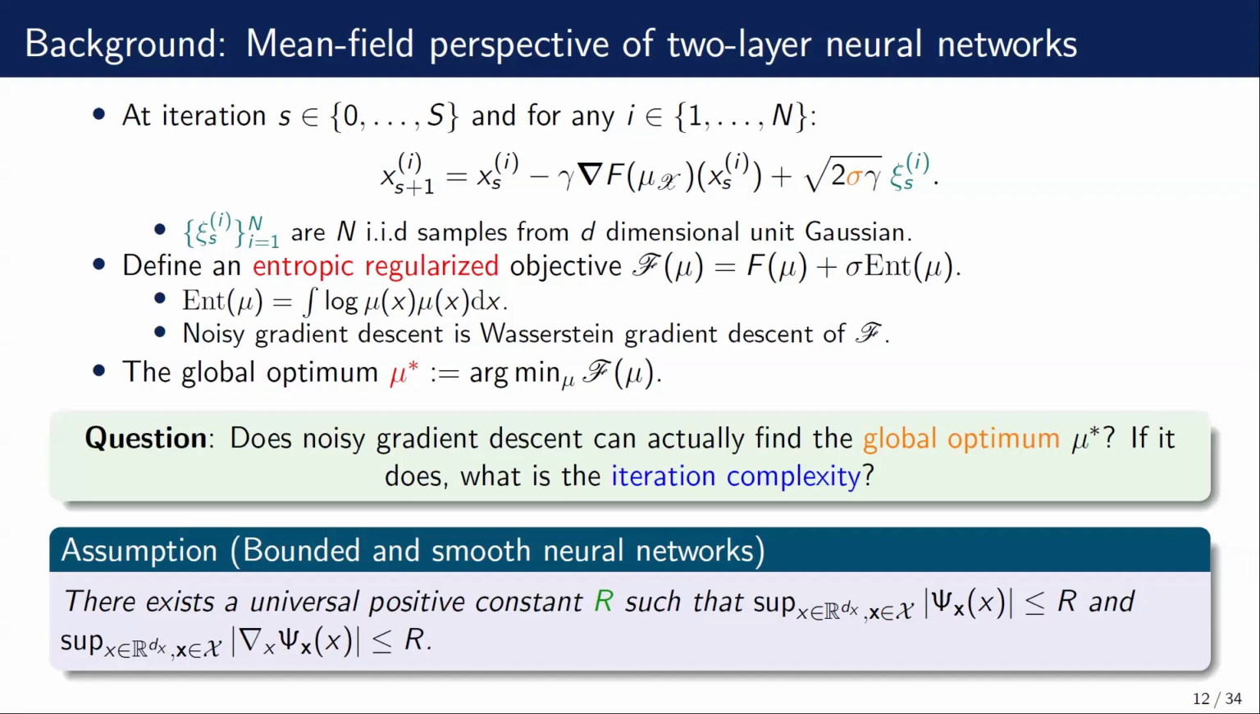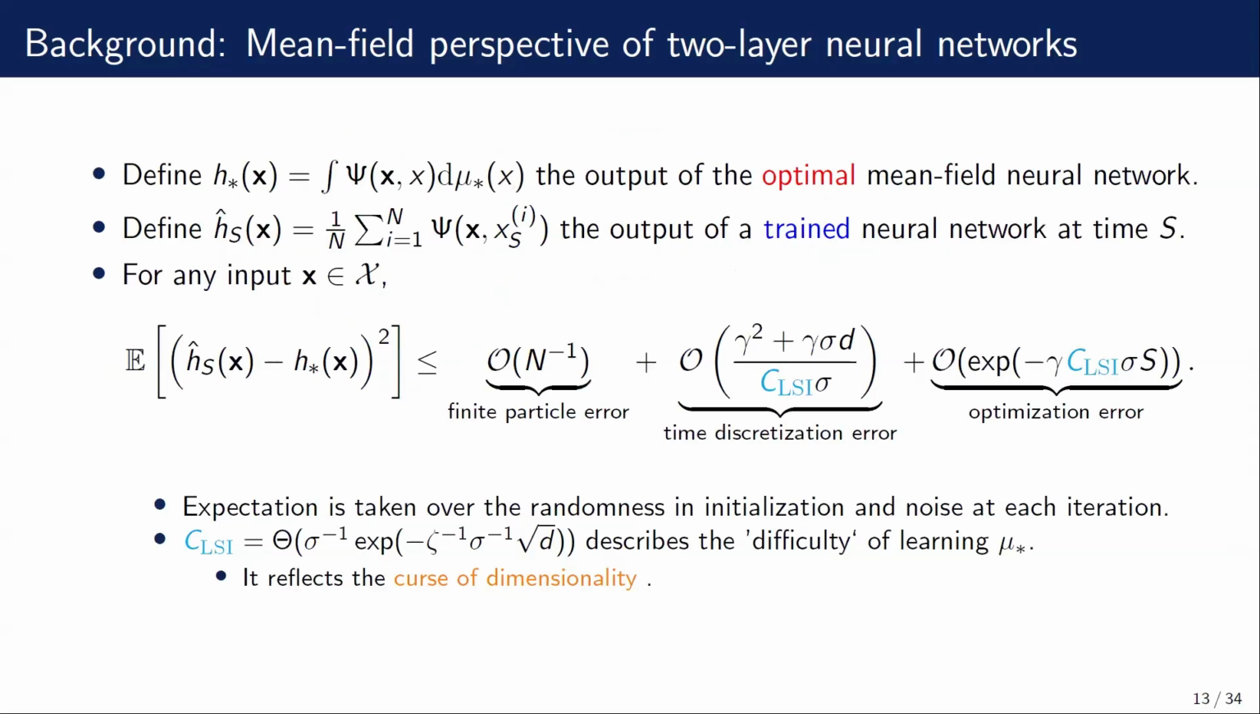Okay. So now finally we can present the result in the background. Define h star as the output of the optimal mean field neural network. So this is the optimal neural network you can have, which is the minimizer of this fancy F which I showed in the last slide. And this is the neural network we have when we train S iterations with finite width big N. So this is the neural network we use in practice.